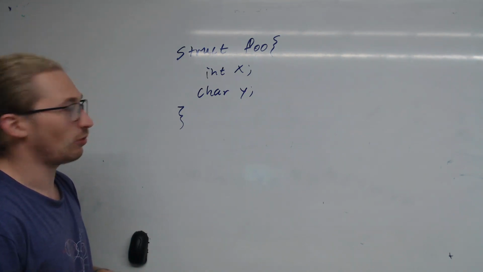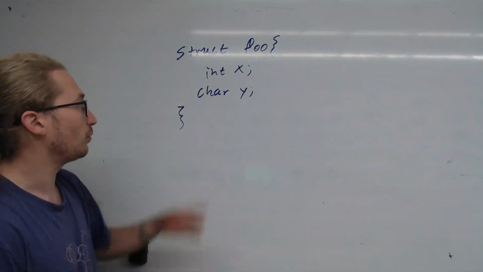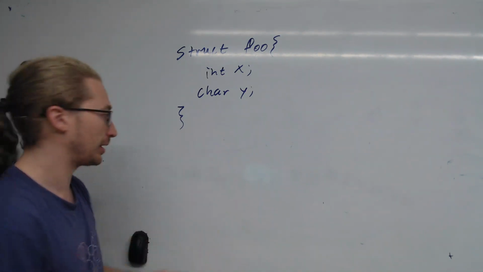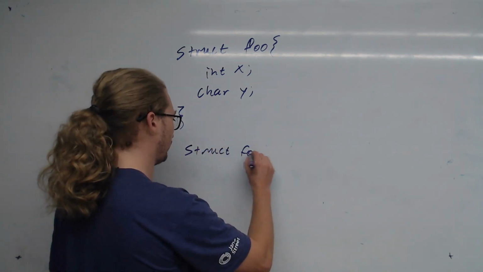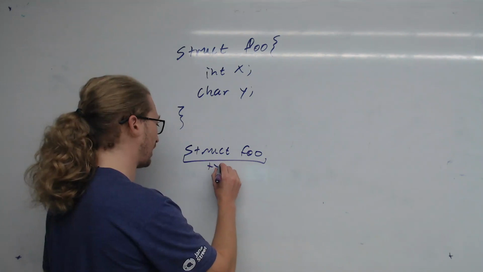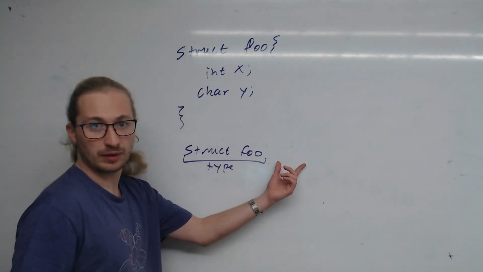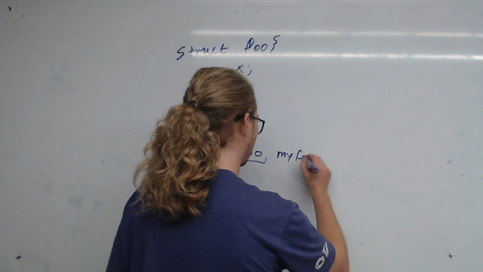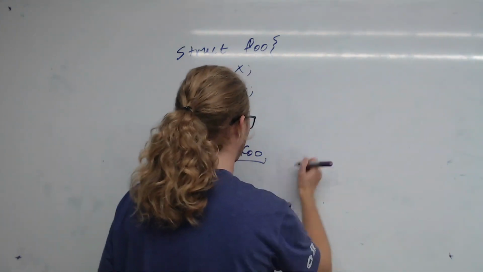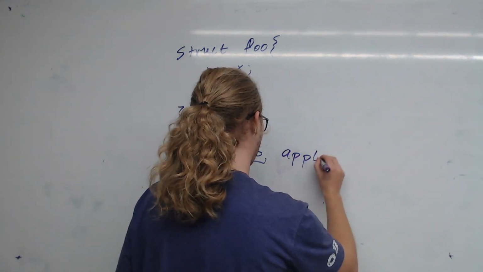And so what can we do with this? Well, basically, when you declare a struct, which we can do as follows. Struct foo, so this whole thing is going to be the type. And I'll give my struct a name. I'll call it maybe my foo. No, it's a bad name. I don't want you to think it's a keyword. I'll call it apple, something absurd.